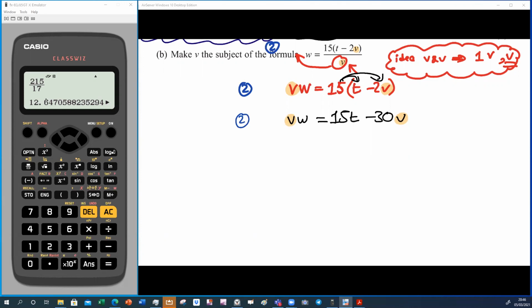Keep on going. And then you'd have to plus 30V because it's a minus 30V and you move it to the other side. So you're grabbing the negative V, the smaller V, and you're taking it over to the bigger, more positive VW. So it becomes a plus on the other side. So we have VW plus 30V equals 15T.